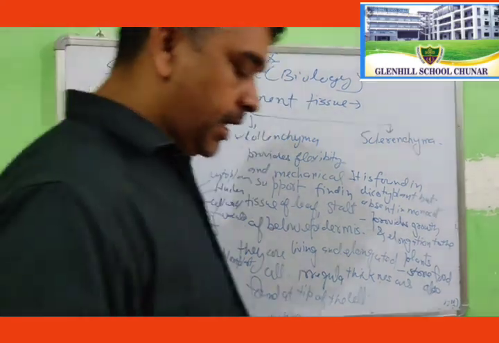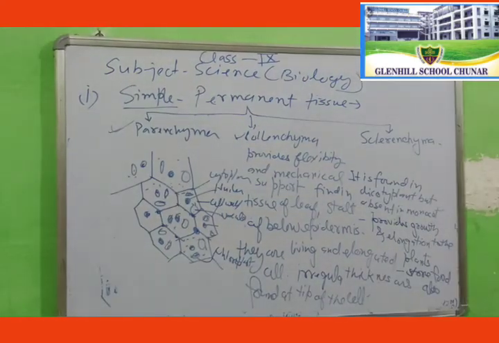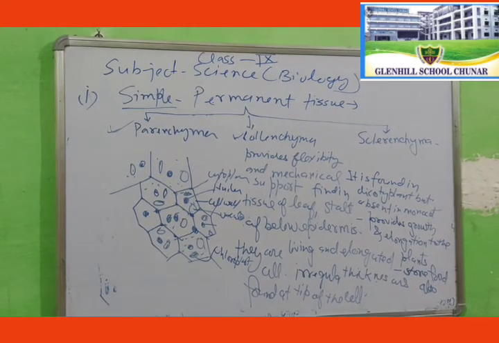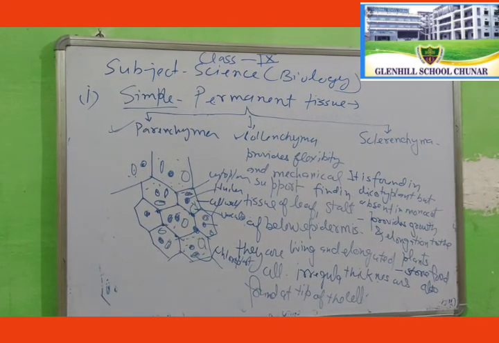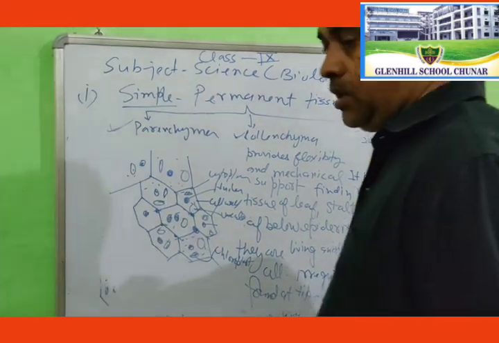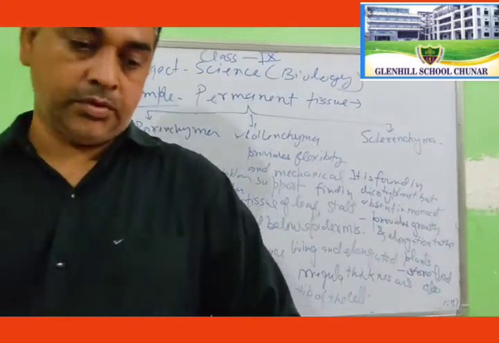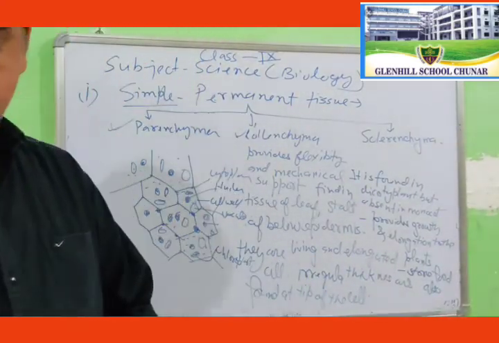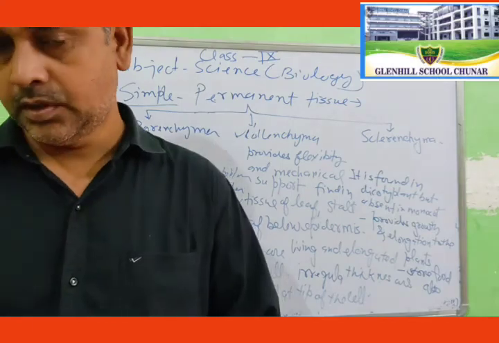Last is the sclerenchyma. Last tissue is the simple permanent tissue, that is sclerenchyma. So student, your time is going over. Write down today's homework.